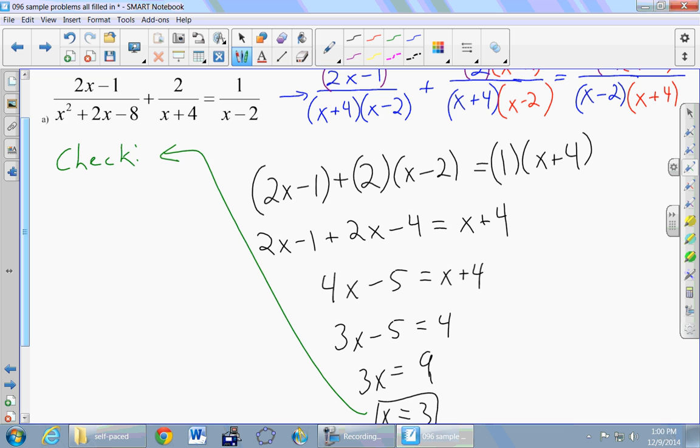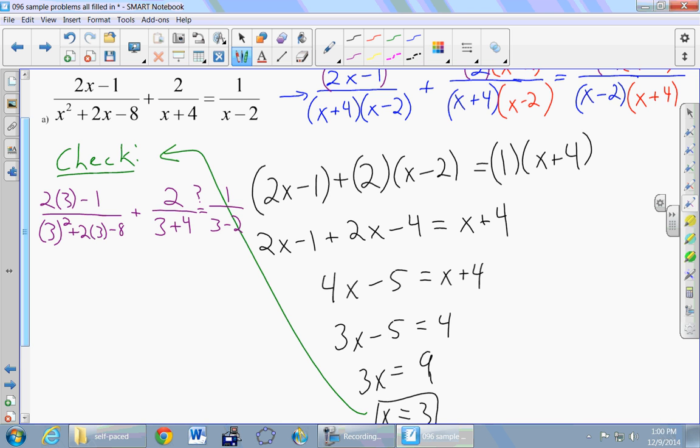So the original thing becomes, so all those x's in the original equation will become 3's. So 2 times 3 minus 1 divided by 3 squared plus 2 times 3 minus 8. Then plus the next fraction, 2 over x plus 4 becomes 2 over 3 plus 4. And the last fraction, 1 over 3 minus 2. So all those x's become 3's.